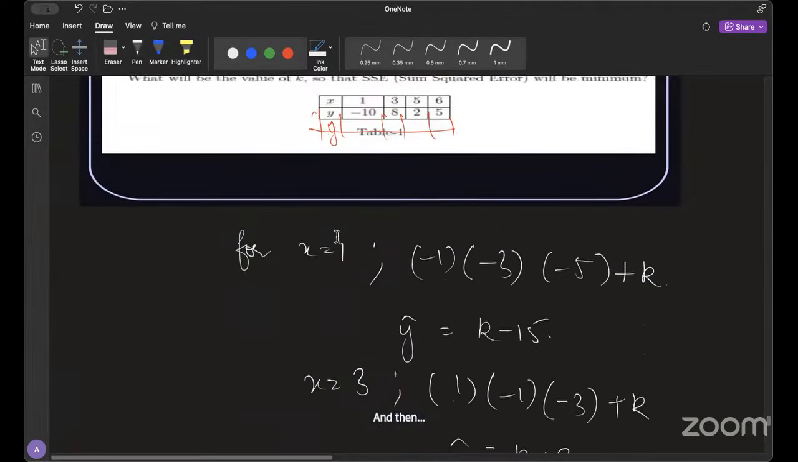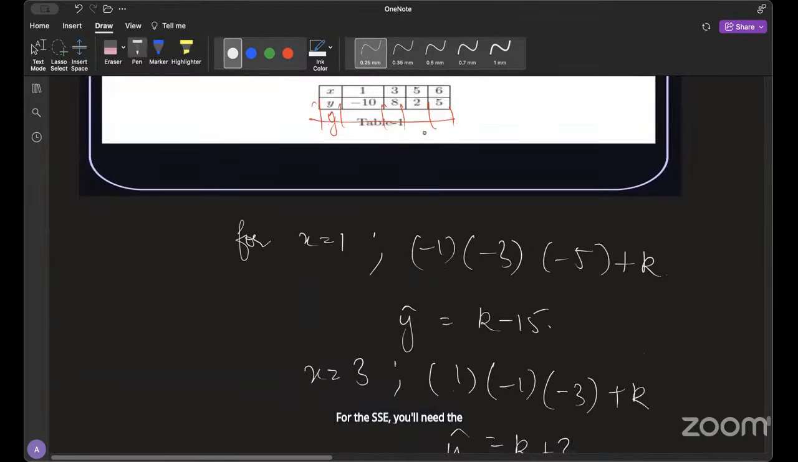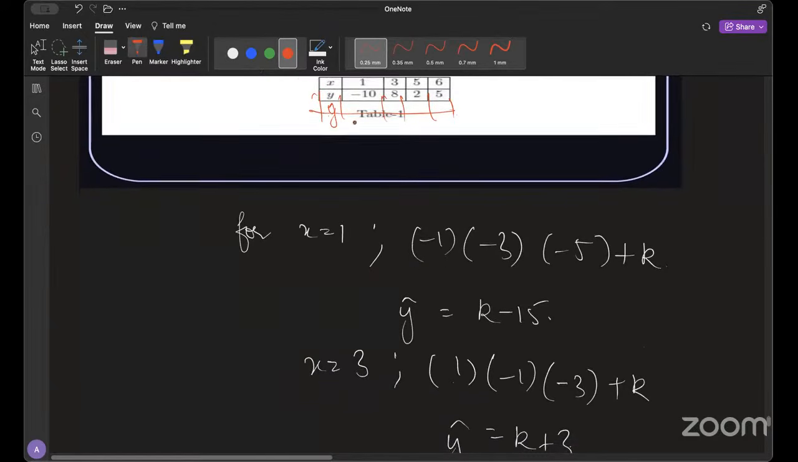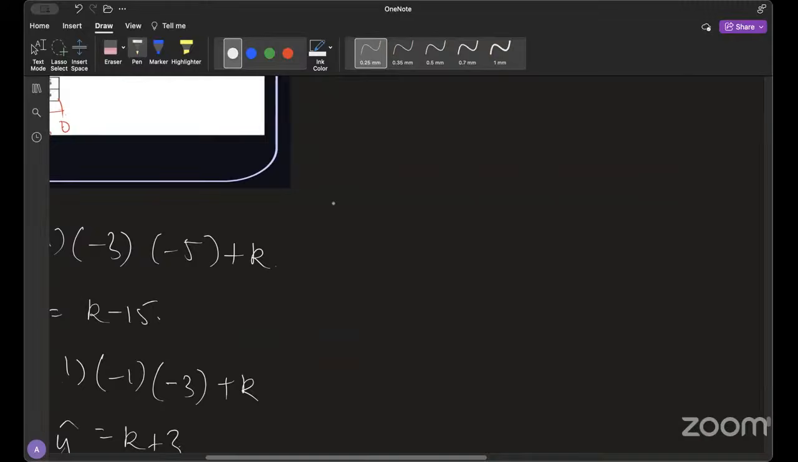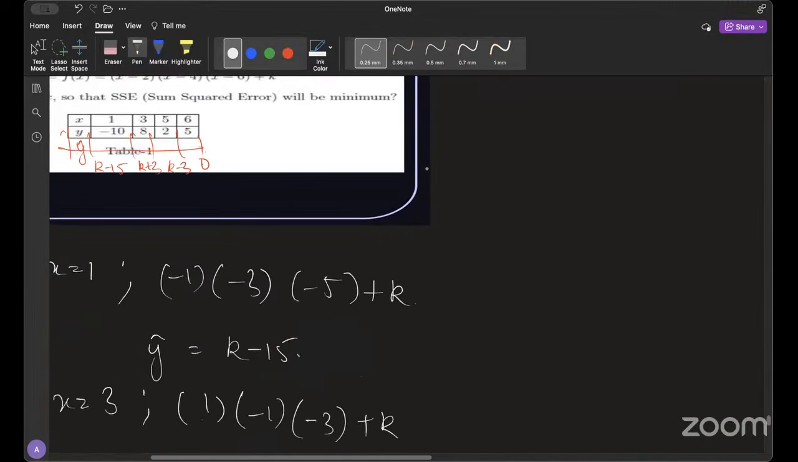And then for the SSE, you will need it's -10. Here we have k minus 15. Here we have k plus 3. Here we have k minus 3, and here we have 0. Let's try to solve the remaining thing here.